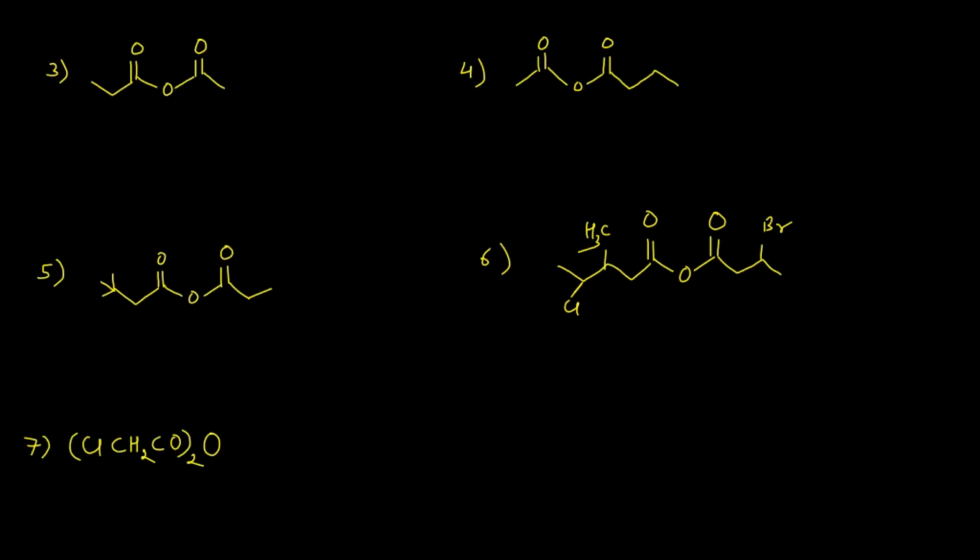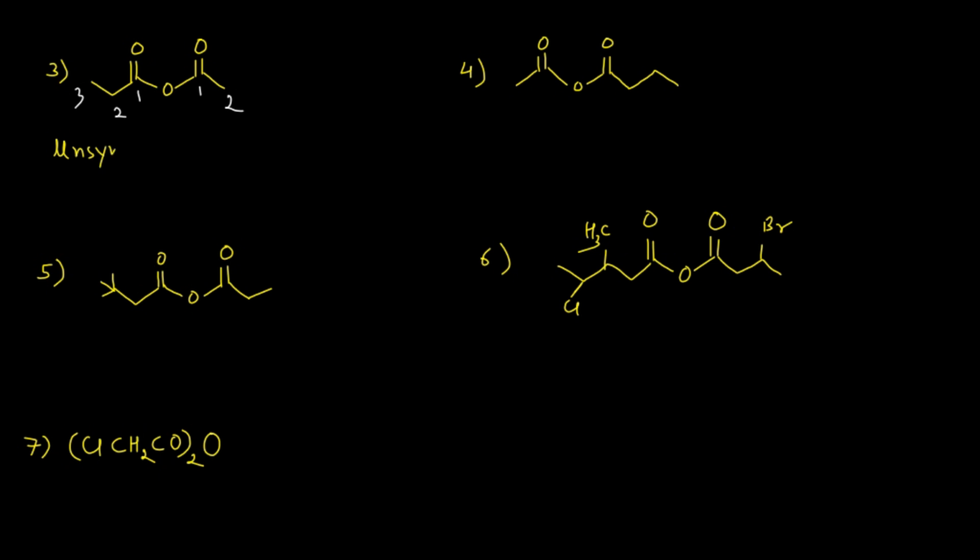Now this is my problem number 3, this one. How can I do this one? Say this is carbon number 1, this is carbon number 2, this is carbon number 3, this is carbon number 1, this is carbon number 2. Since on either side of the oxygen the number of carbon atoms is different, these anhydrides are unsymmetrical.